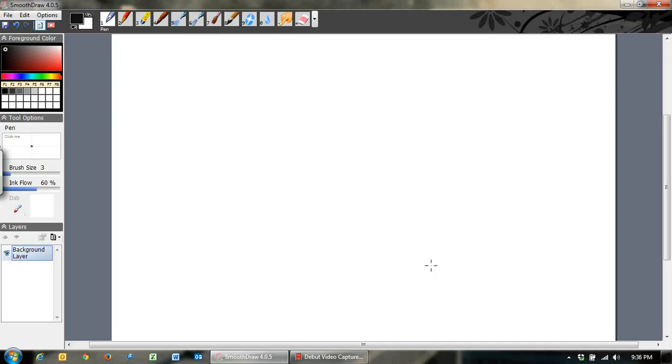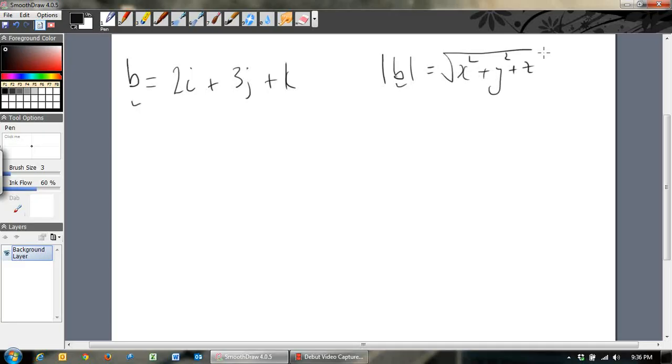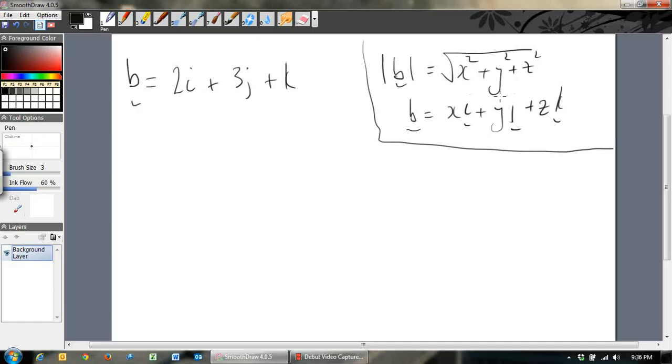Let's have a look at a three-dimensional example. So if B is equal to 2i plus 3j plus k. Again, the formula for the magnitude of any vector will be the square root of x squared plus y squared plus z squared, if the vector is equal to xi plus yj plus zk. Okay, so there's the magnitude of any vector. Very, very simple.